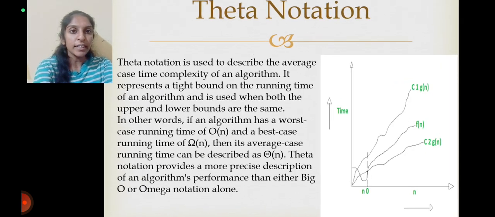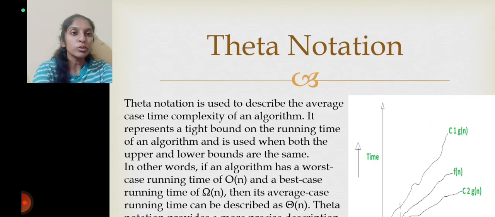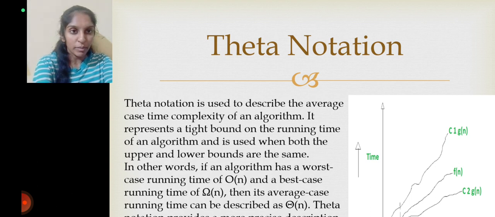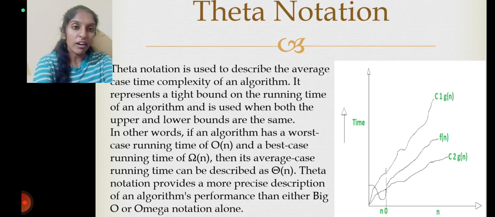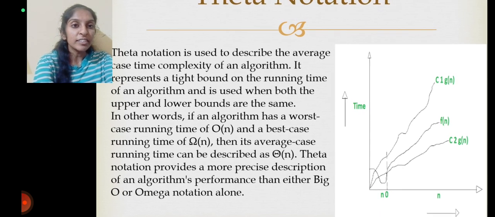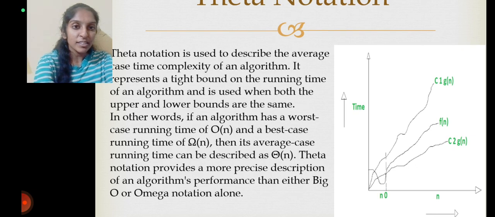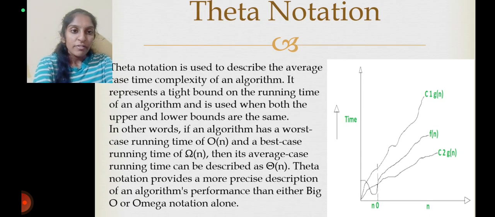Now let us see the theta notation. Theta notation is used to describe the average case time complexity of an algorithm. It represents a tight bound of the running time of an algorithm and is used when both the upper and lower bounds are the same. In other words, if an algorithm has a worst case time of O of n and a best case running time of omega of n, then its average case running time can be described as theta of n.